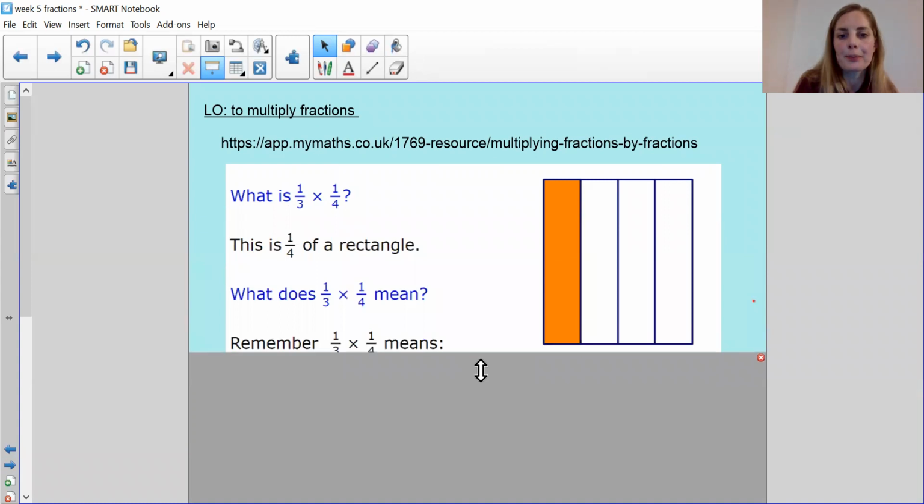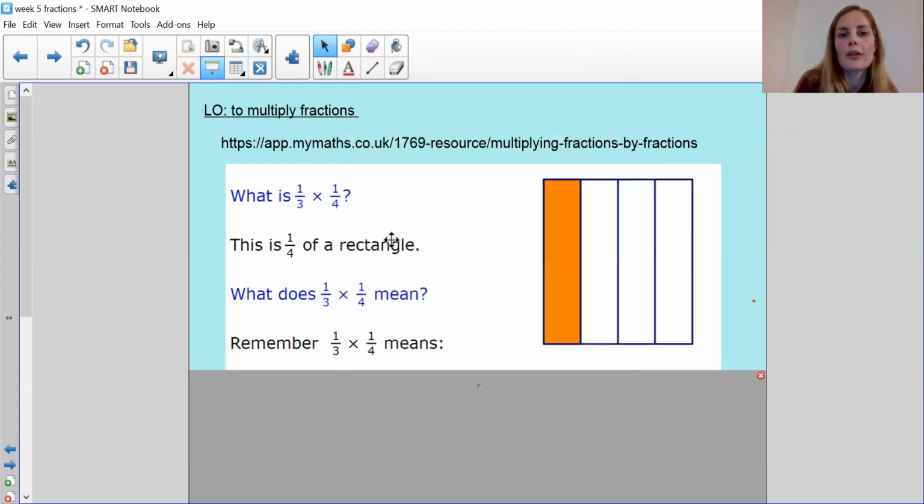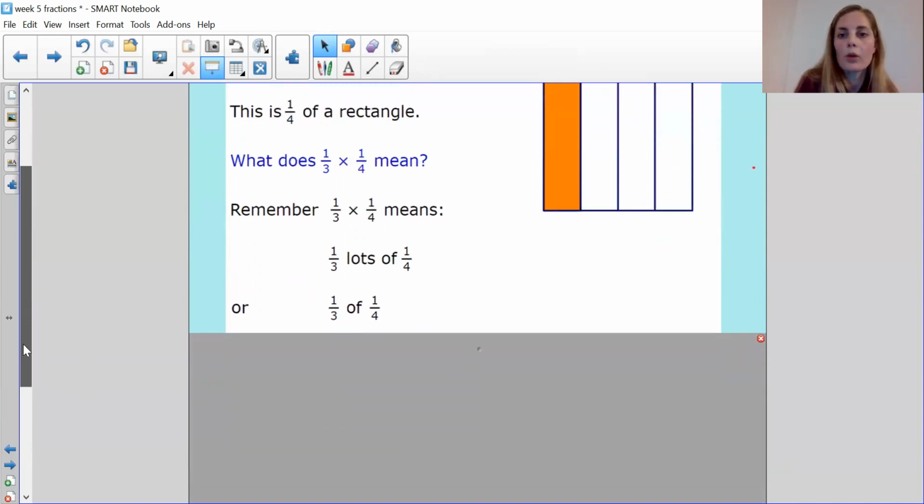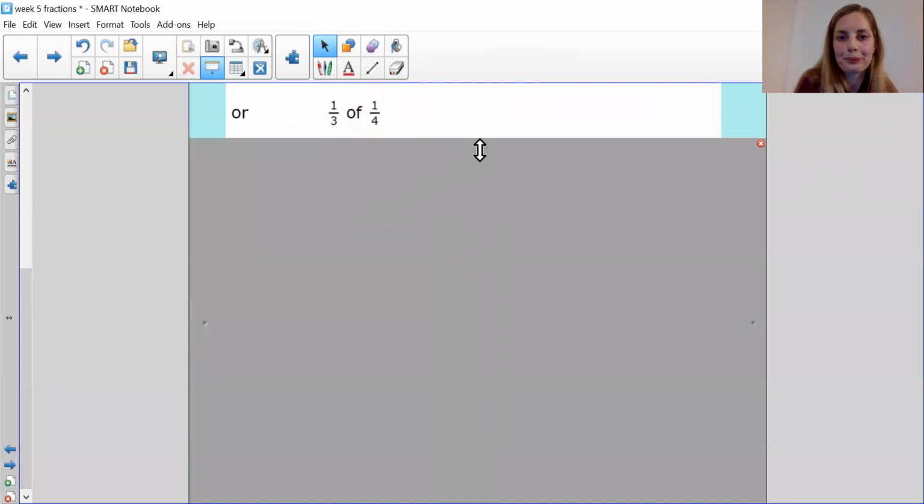So for starters, I'm going to show you that this is a quarter of a rectangle. I've taken my rectangle, I've divided it into 4 equal parts, and I've shaded one of them. So that is my quarter of a rectangle. But I want to know, what does a third times a quarter mean? So a third times a quarter simply means I have a third lots of a quarter, or I have a third of a quarter. Now that doesn't really make much sense still, so let's carry on with what that actually means.